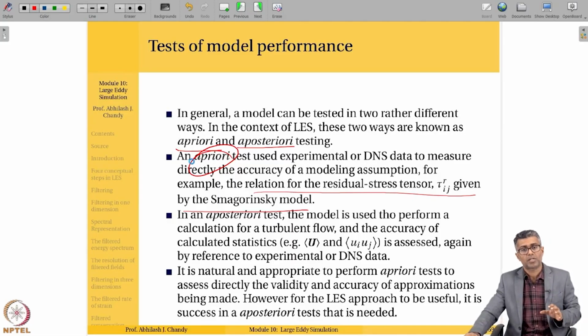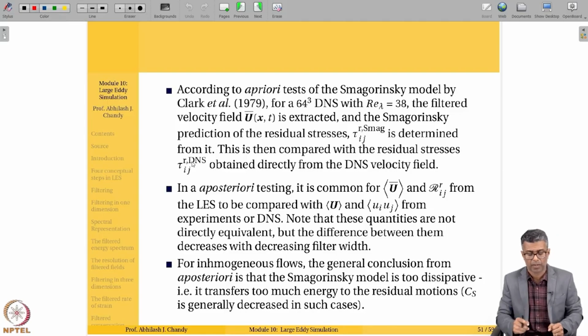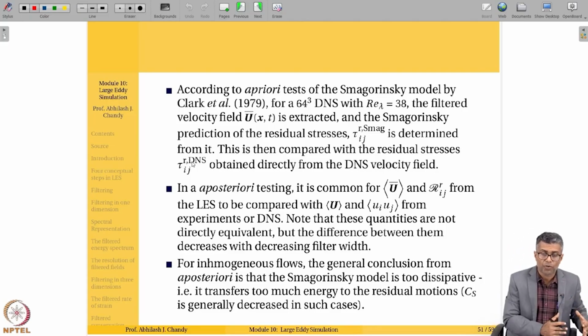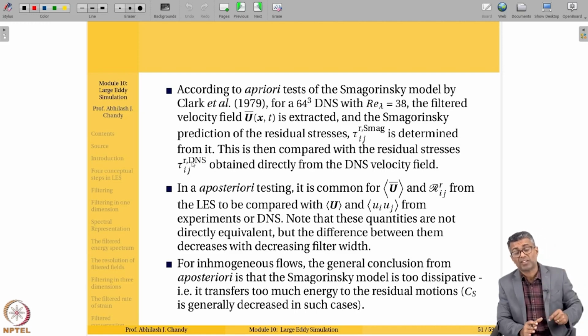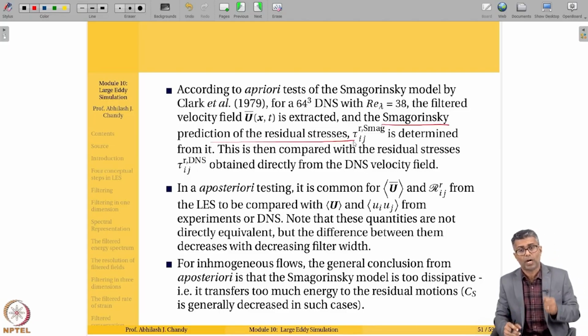So the a priori test basically uses the residual stress from the DNS data. This is an example. Clark et al. in 1979 did some a priori tests, and this is what they did. They took a 64 cube DNS data with an Re lambda of 38. They extracted the filtered velocity field and predicted the Smagorinsky residual stresses, so tau_ij^R, the anisotropic part of the residual stress tensor. They obtained that from the filtered field.